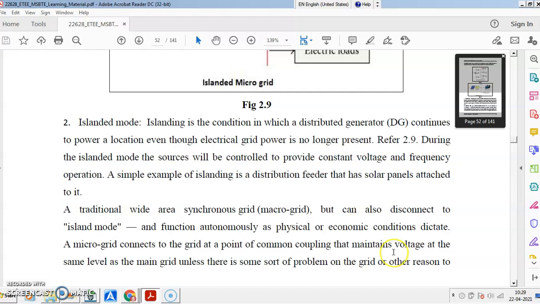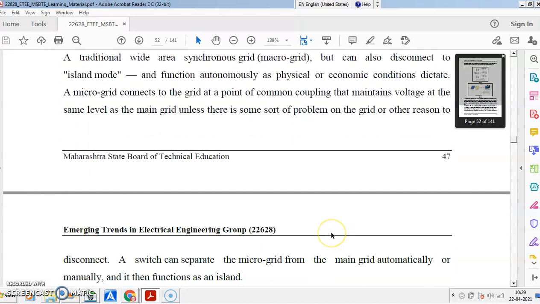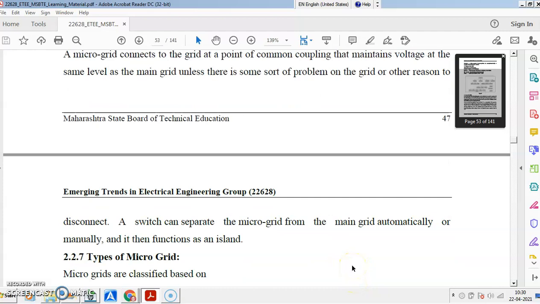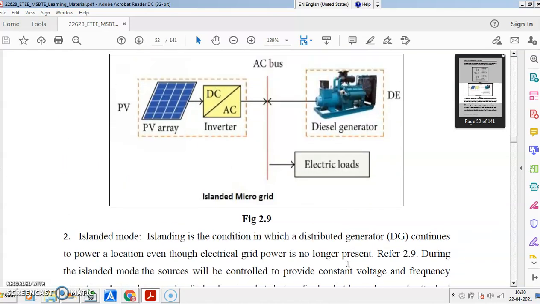As the main grid, unless there is some sort of problem. If the main grid is disconnected for some reason, a switch can separate the microgrid from the main grid, and the microgrid will independently operate to feed the local load. That is what islanded microgrid is. The example is given here.